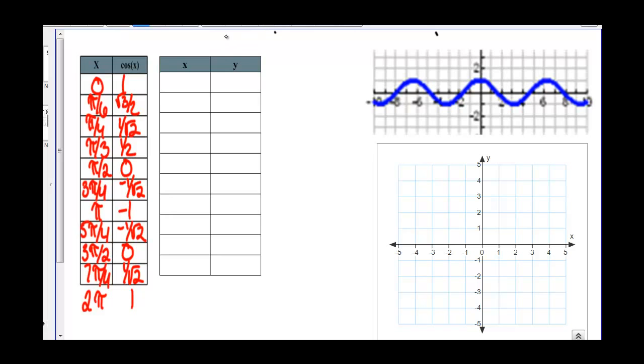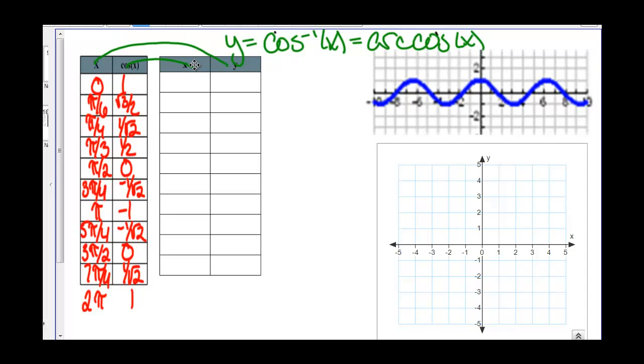Graphing y equals the inverse cosine of x, or the arc cosine of x, is similar to graphing the inverse sine. First, we need to make our x's our y's and our y's our x's. So we flip the two columns.